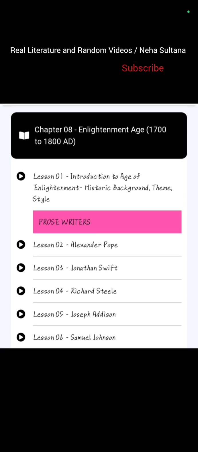Chapter 8 is about the Enlightenment Age. It starts from 1700 to 1800 AD. Lesson number 1 is about the introduction to the Age of Enlightenment, historic background, theme, and style. This chapter consists of another section about prose writers. There are writers such as Alexander Pope, Jonathan Swift, Richard Steele, Joseph Addison, and Samuel Johnson.